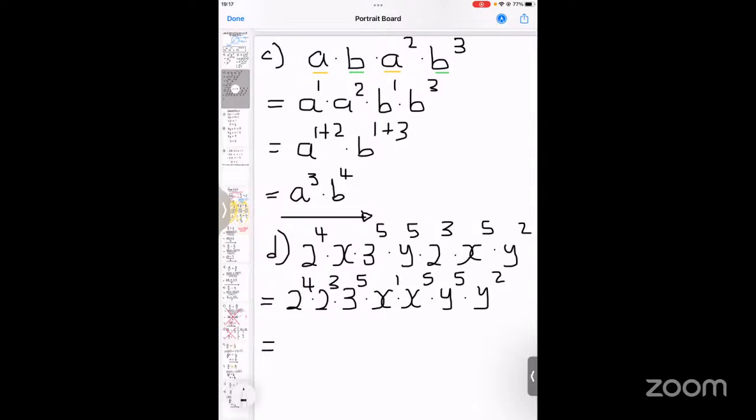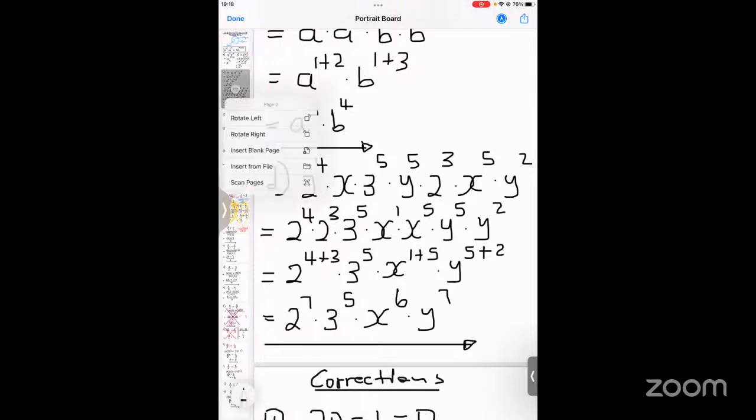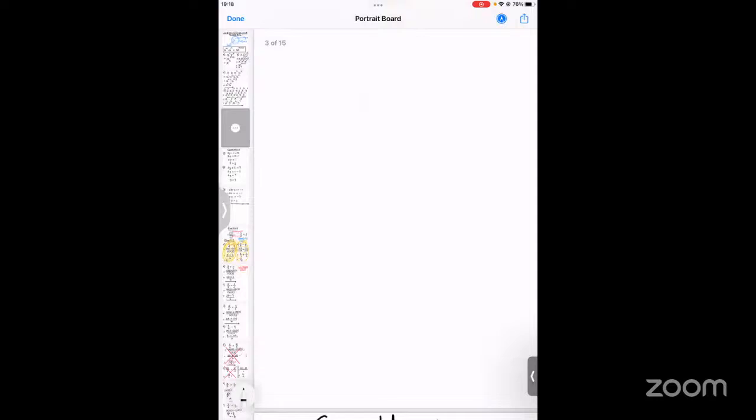Okay, then it's fine. We end up having 2 to the 4 that you plus by 3. This one of 3 doesn't have another base to work it with. And then here we end up having 1 that you plus by 5, and y that you plus by that. And then we end up having 2 to the 7, 3 to the 5, x to the 6, y to the 7. This should be the end of it because what we are mainly interested in is the application of the law.